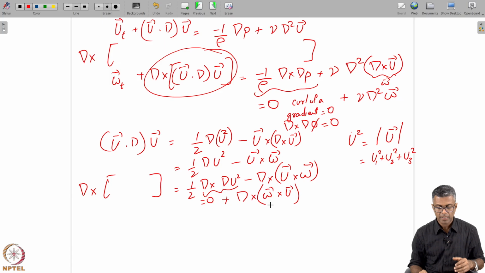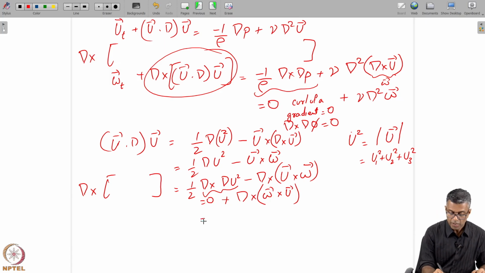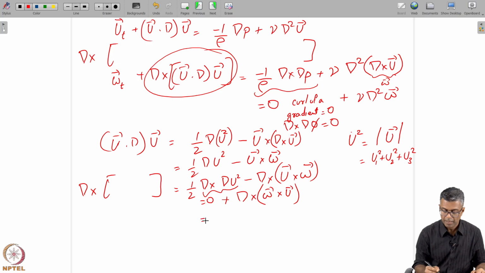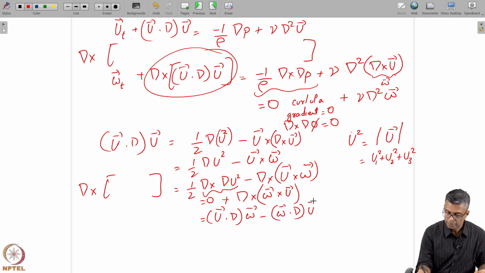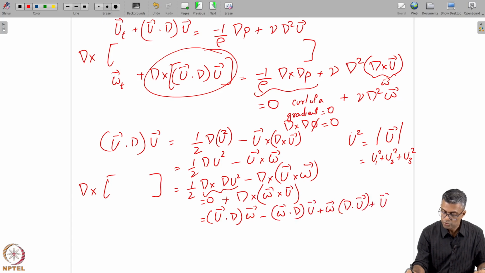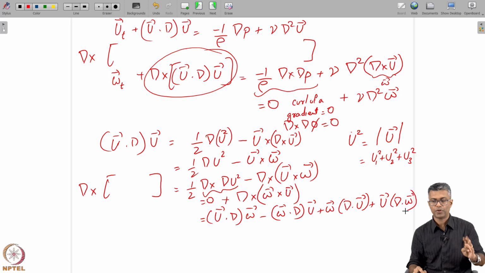This part right here is a triple cross product. A triple product can be written as 4 different terms. It is u dot del omega minus omega dot del u plus omega del dot u plus u del dot omega. 4 different terms.